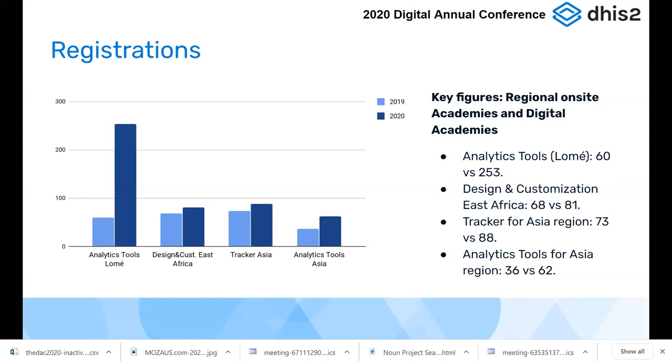It's actually very interesting because here we have mentioned four digital academies in 2020, and then the same academies for the same region in 2019 when they were on-site. For instance, the analytics tools academy, the on-site one held in 2019 in Lomé, had 60 registrations in total, while the digital version in 2020 collected 253 registrations. And basically, it's the same for the following academies. We see an increase in registrations when it comes to digital academies.